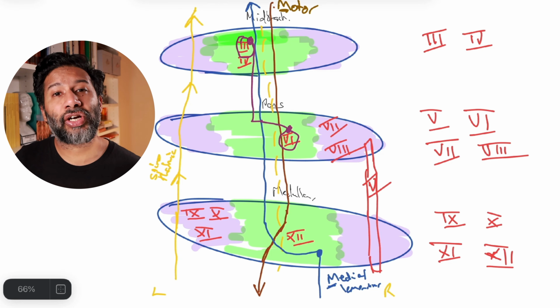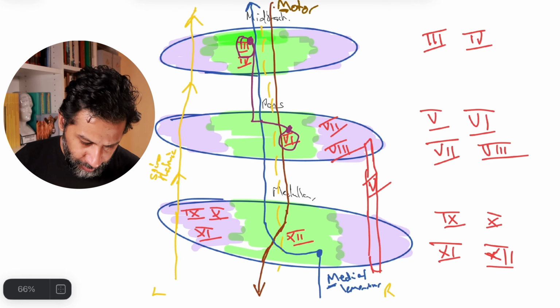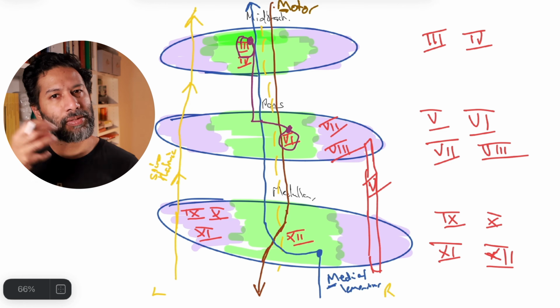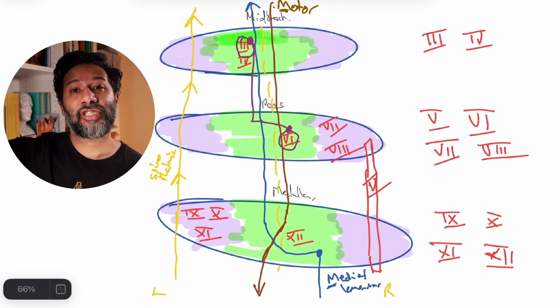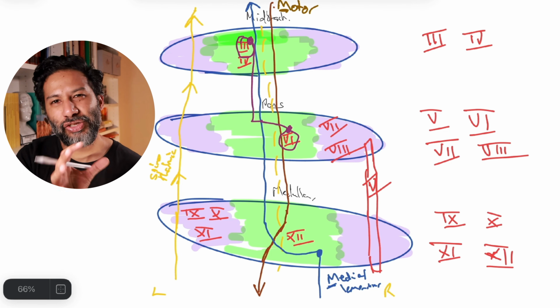Okay, what's the next structure on the side? The next structure is the spinocerebellar tracts. The spinocerebellar tracts go from the spine to the cerebellum. So always remember that spinocerebellar and spinothalamic tell you spine to cerebellum, spine to thalamus. Corticospinal tells you from the cortex to the spine. So it gives you a clue.